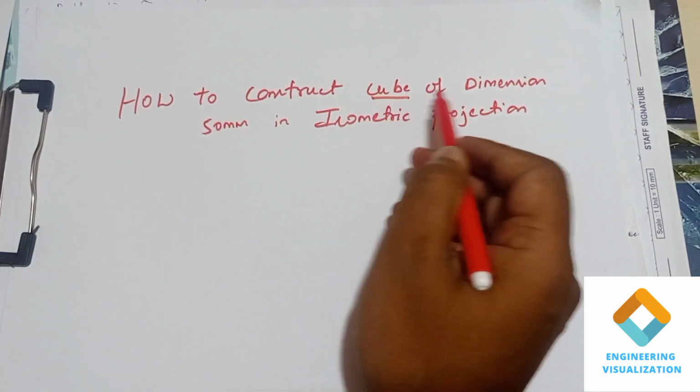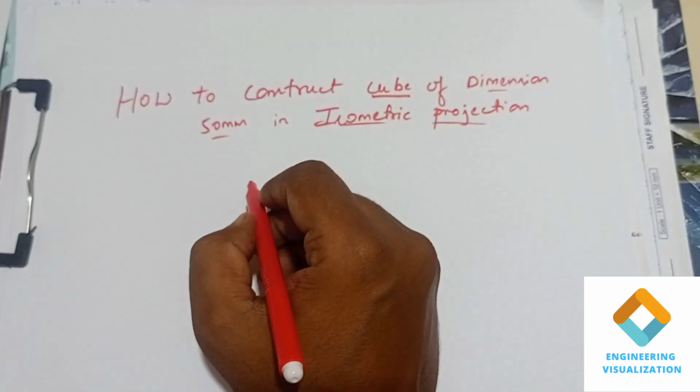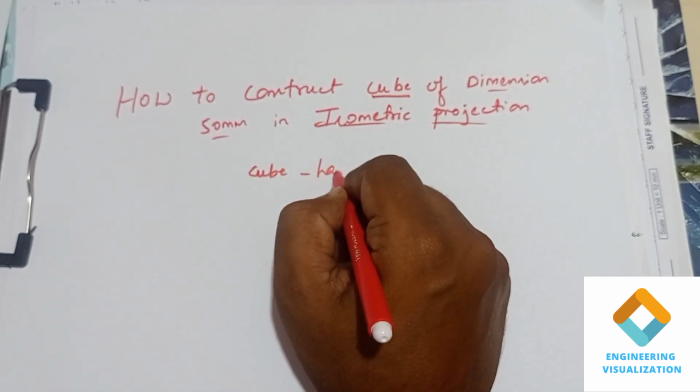Today we are going to construct a cube of dimension 50 mm in isometric projection. Here, a cube is nothing but 6 faces.